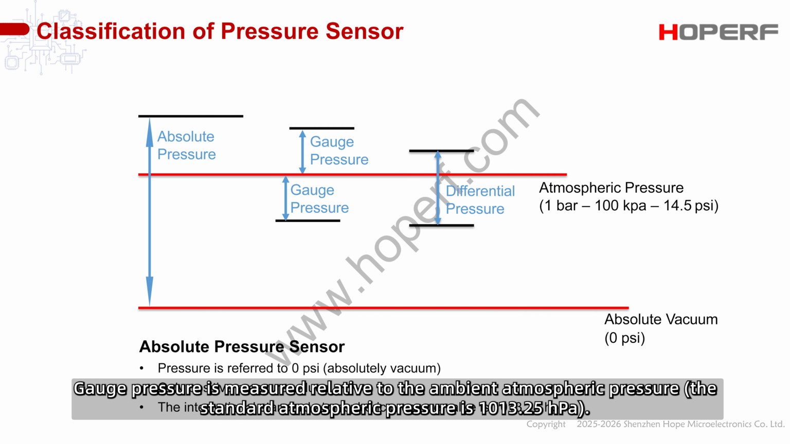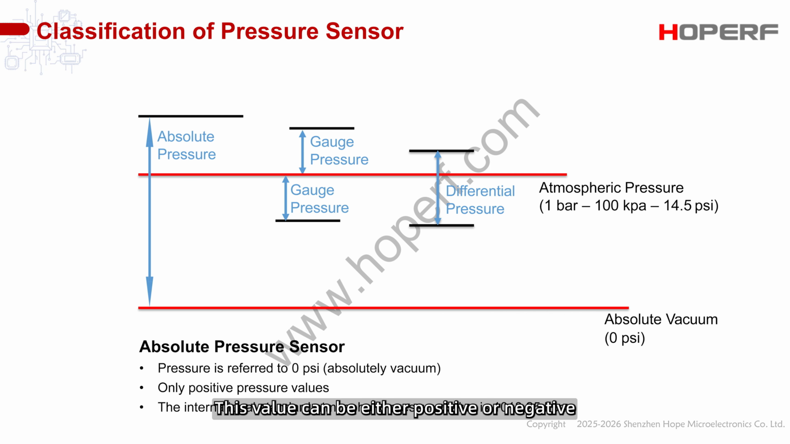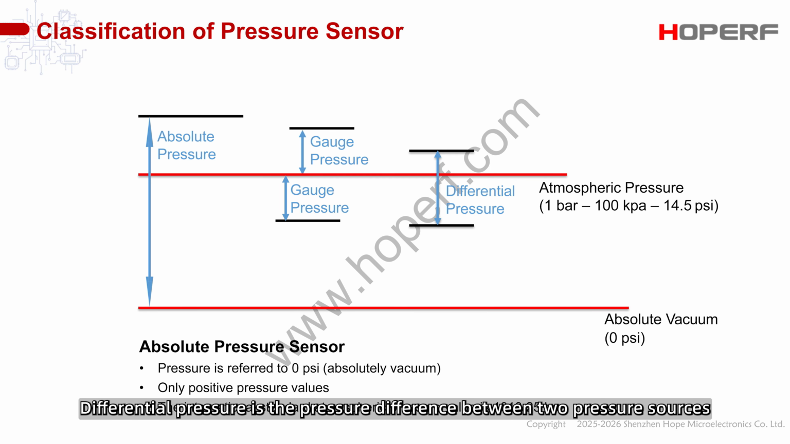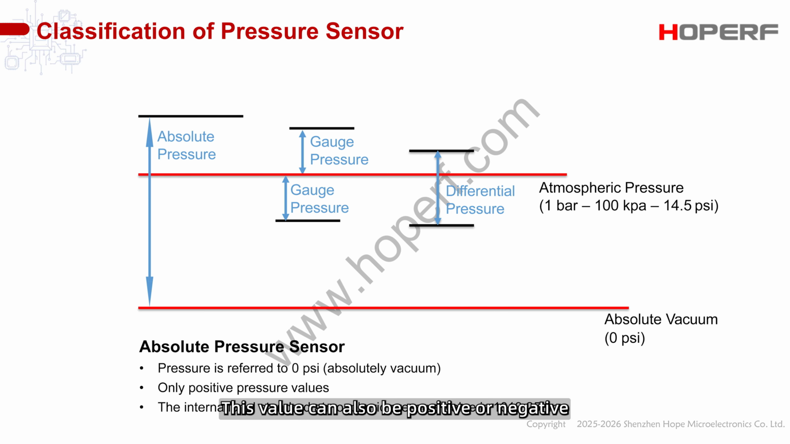Gauge pressure is measured relative to the ambient atmospheric pressure. The standard atmospheric pressure is 1713.25 hPa. This value can be either positive or negative. Differential pressure is the pressure difference between two pressure sources. This value can also be positive or negative.